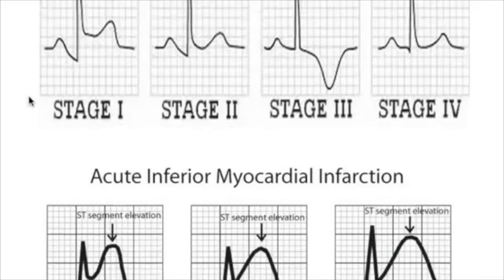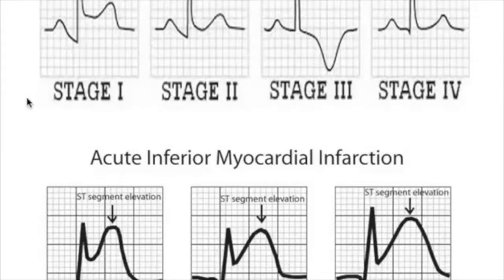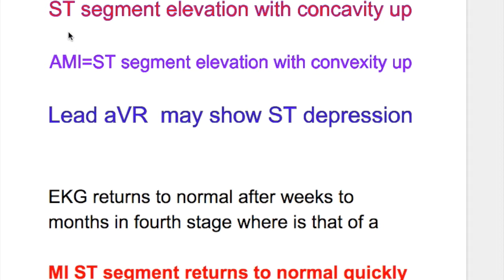ST elevation in the ECG of acute pericarditis is concave upward, whereas that of the acute myocardial infarction is convex upward. In acute pericarditis, the ST elevation has concavity up, and in myocardial infarction, ST elevation has convexity up. In acute pericarditis, lead aVR may show ST depression.